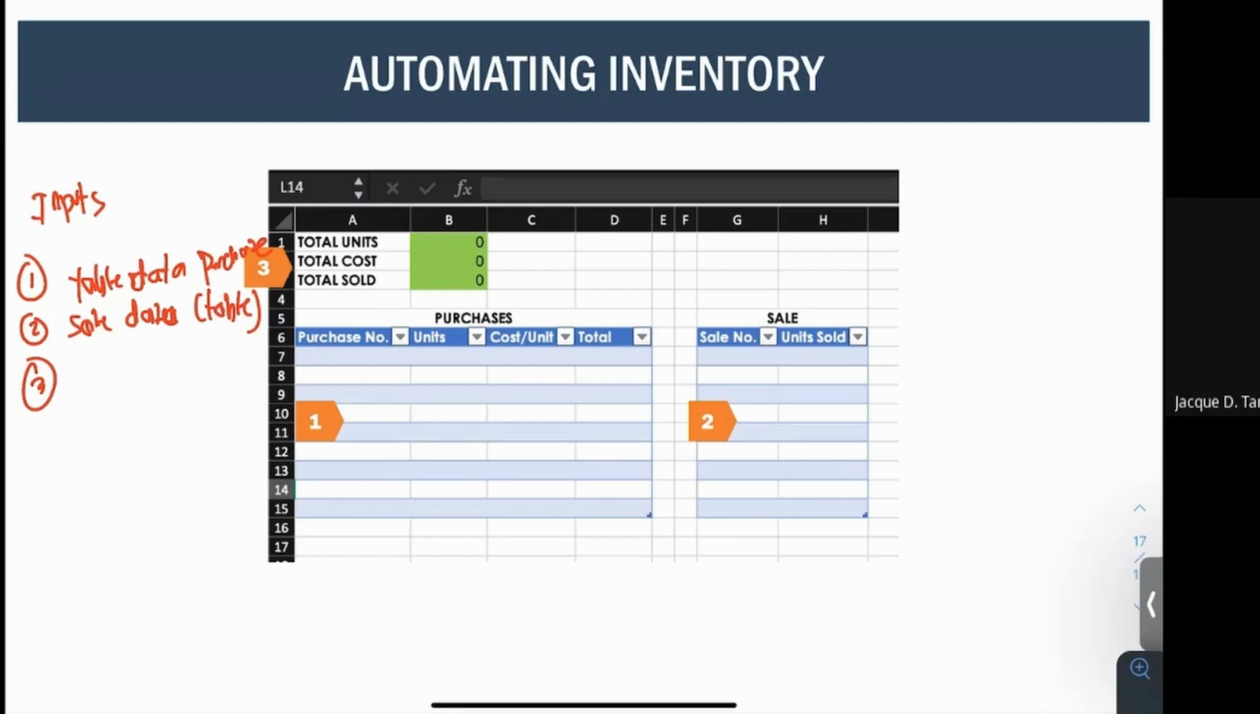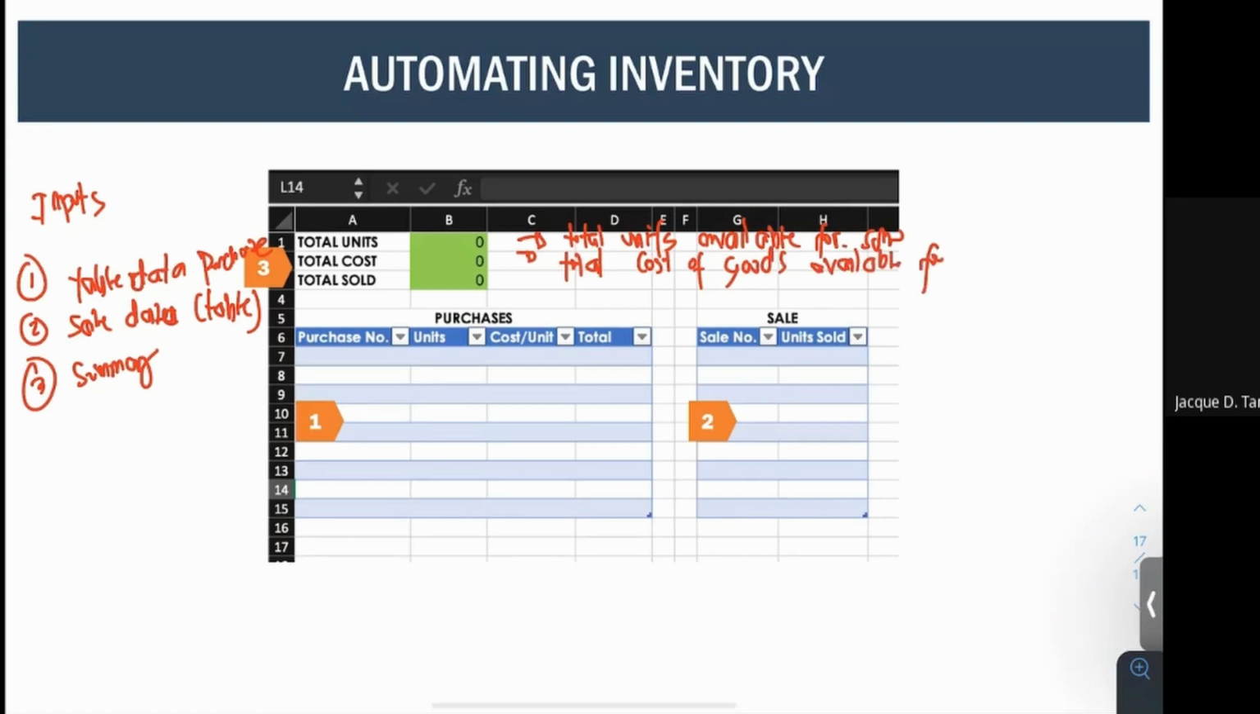And then I have a summary. So for total units, this is the total units available for sale. We have your total cost. This is the total cost of goods available for sale. And lastly, total sold, total units sold.